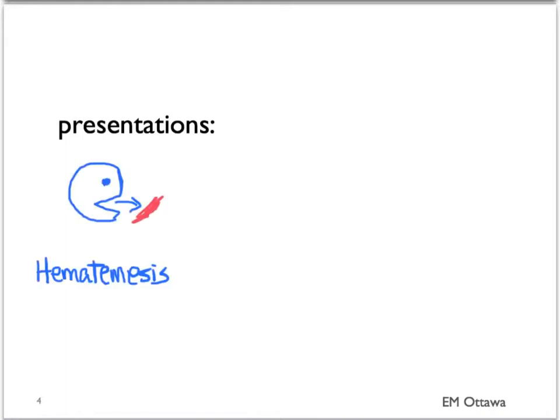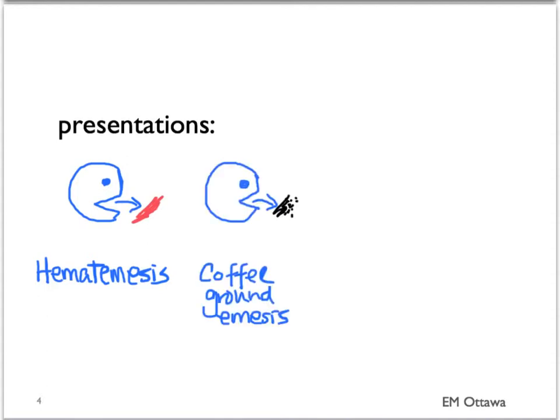Upper GI bleed can present in 4 different ways. Hematemesis, or blood in the vomit. And if the blood has been sitting in the stomach for a bit of time, when it comes out it will look like coffee ground.